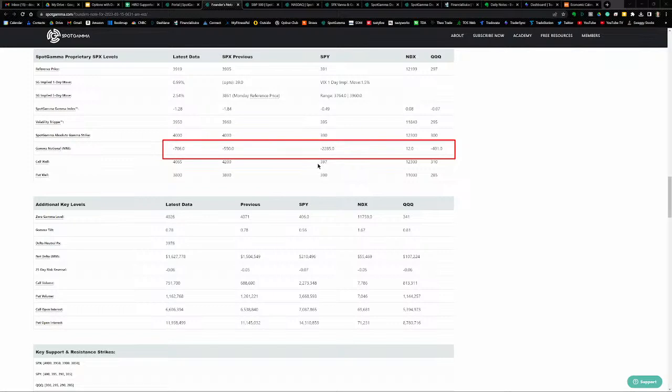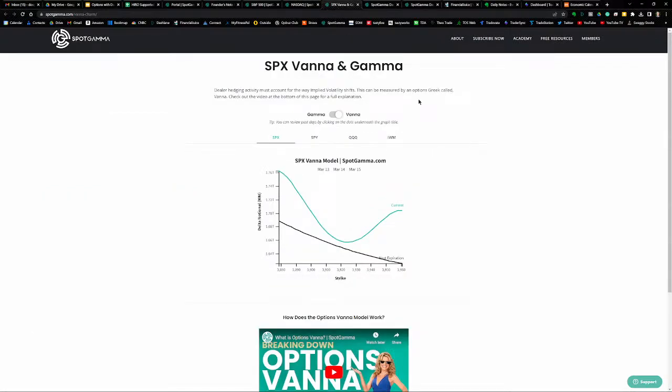And then finally, QQQ also has dropped for the last 3 days. Yesterday, gamma notional was minus 695, and today it's minus 401. Okay, so RJ, I'll get to your question when we go back to the Bookmap chart in just a minute. So let's take a look now at the Vanna charts, and this will be a graphical illustration of what I was just talking about.